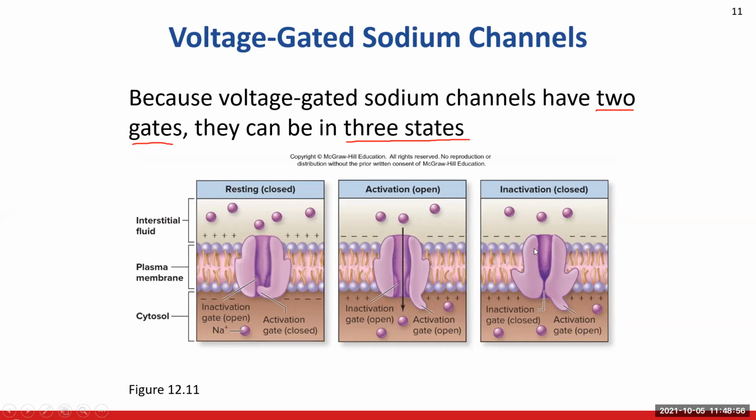But what will happen too, in the third state, what we call the inactivation state, the gate will close. The activation gate stays open, but the second gate, the inactivation gate, closes. And so we are in the inactivation state. So the three states are resting state, activation state, and inactivation state. In the resting state, the activation gate is closed. In the inactivation state, the inactivation gate is closed. In the activation state, all the gates are open. Memorize that, learn that, because we're going to build upon this.